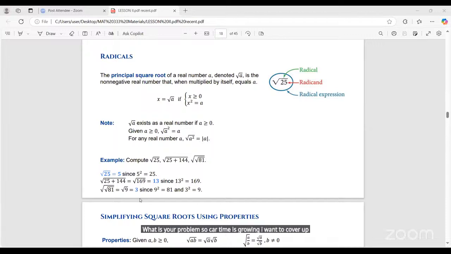But these radicals, man, do you want me to go over radicals? The square root sign is the radical. The radicand is the number inside. The radical equation is everything. I'm only trying to explain each of the symbols there for you.